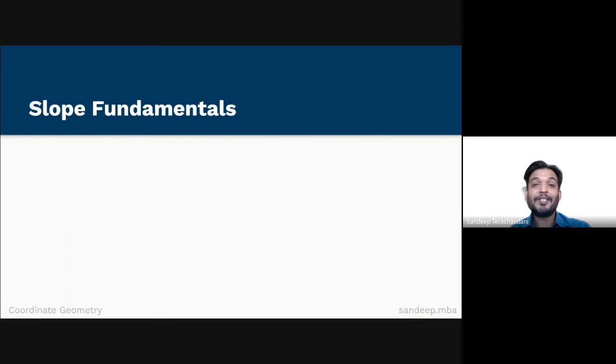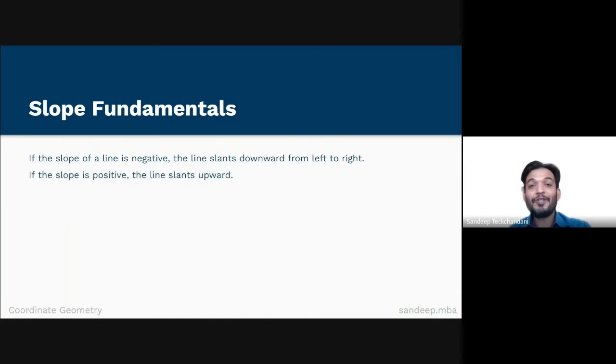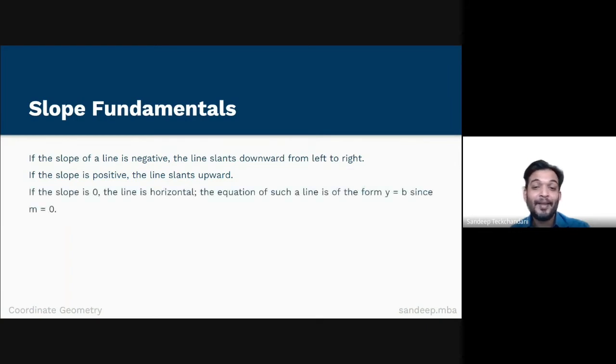In this slide, we'll study some very important rules governing the slope of a line. If the slope of a line is negative, then the line slants downward from left to right. If the slope is positive, then the line slants upward. If the slope is 0, then the line is horizontal and the equation of such a line is of the form y is equals to b since m is equals to 0. Finally, for a vertical line, the slope is not defined and the equation is of the form x is equals to a, where a is the x-intercept.